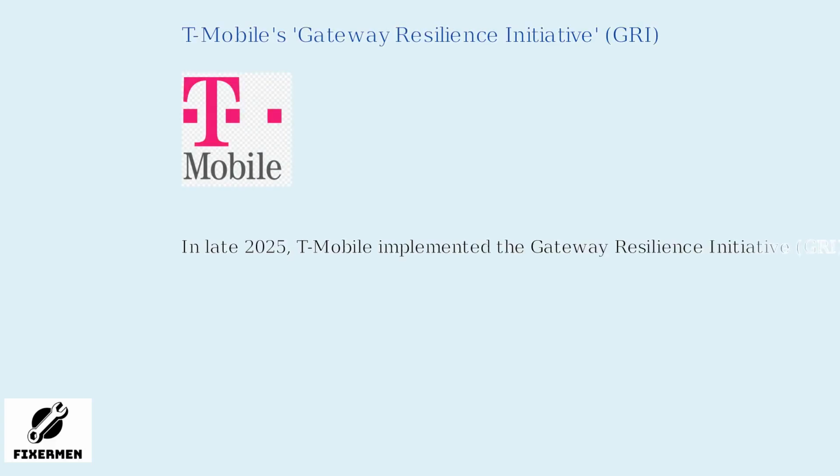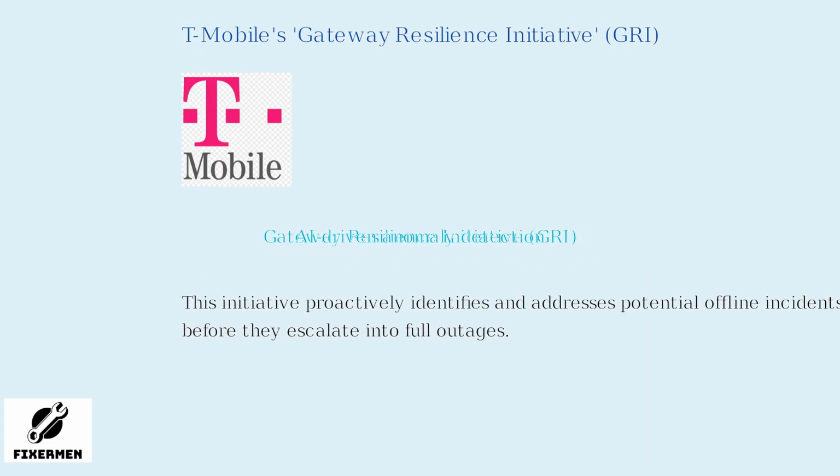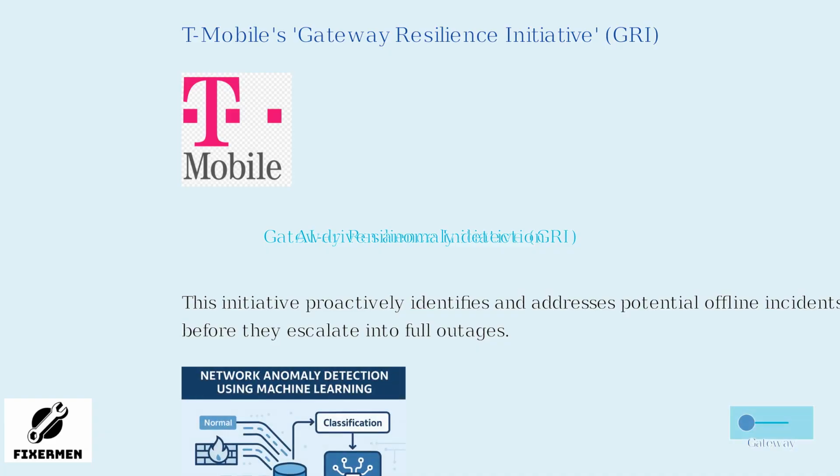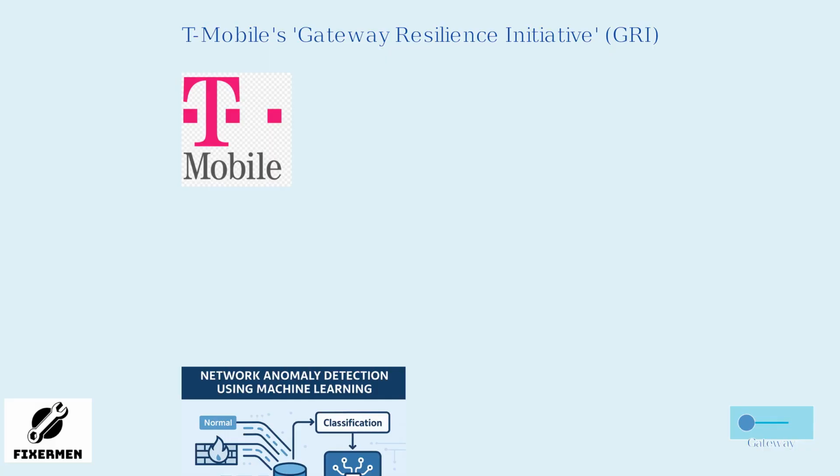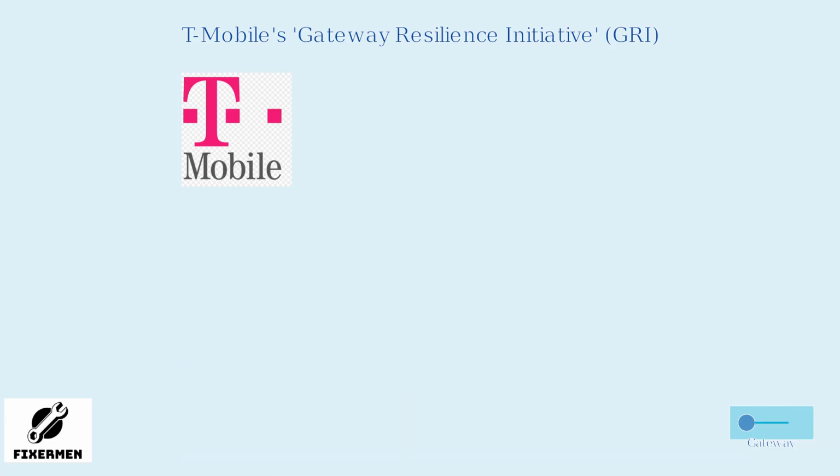In late 2025, T-Mobile implemented the Gateway Resilience Initiative, or GRI, a comprehensive software overhaul incorporating AI-driven anomaly detection. This initiative works proactively to identify potential offline incidents before they can escalate into widespread outages. The GRI has led to significant improvements in network reliability, achieving a 75% reduction in outage frequency compared to 2024 levels. This reduction is evident in outage data, showing fewer incidents overall. Through this proactive approach, T-Mobile demonstrates its strong commitment to network stability and innovative problem-solving in the telecommunications industry.